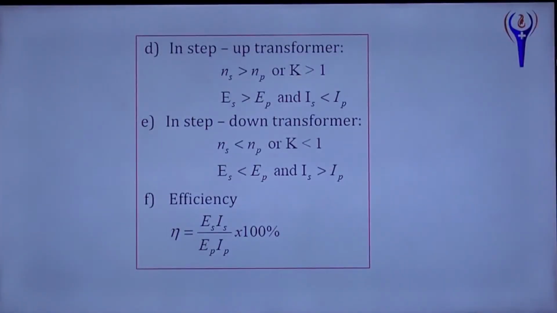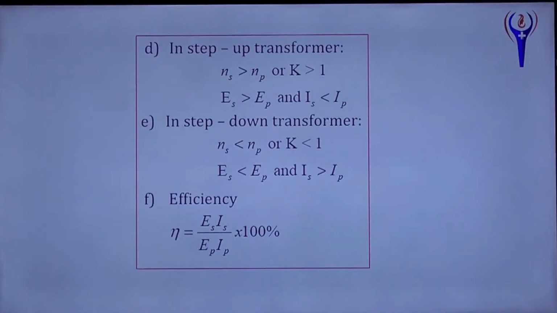In a step-up transformer, the number of turns in the secondary is greater than the number of turns in the primary, so ES is greater than EP. EMF in the secondary is greater than EMF in the primary, and E and I are in reverse. See, ES greater than EP means IS is less than IP. Opposite.